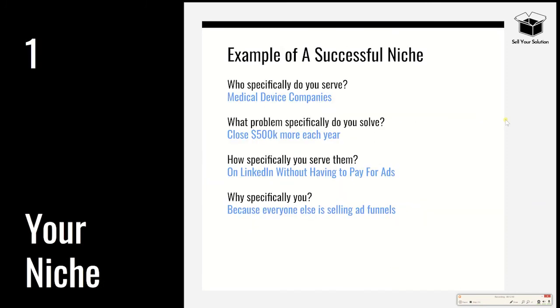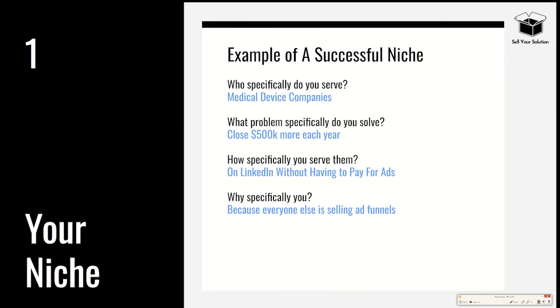Alright, so I want to give you an example of what a successful niche could look like, just in case you're completely blanking and you don't know where to start. So I'm going to use this formula to illustrate the point. Who specifically do you serve? Let's say medical device companies. What problems specifically do you solve? Well, your program is going to help medical device companies close $500,000 or more each year in sales.